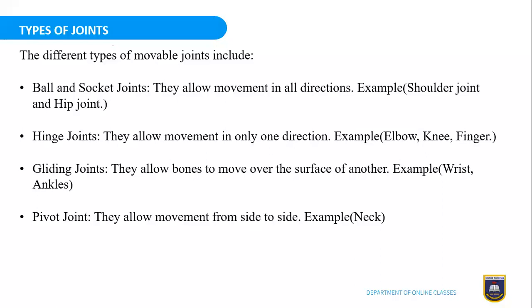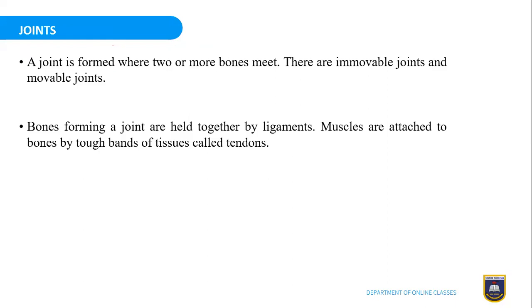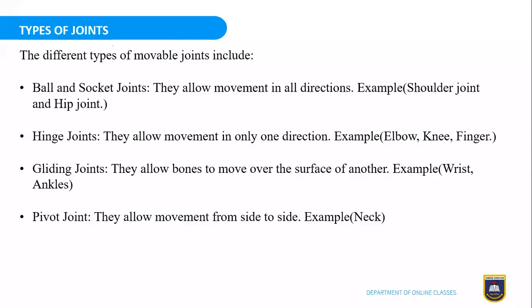She said muscles are attached to the bones through bands of tissue. I said muscles are attached to bones by tough bands of tissues called tendons. It's on the screen. Muscles are attached to bones by tough bands of tissues called tendons.